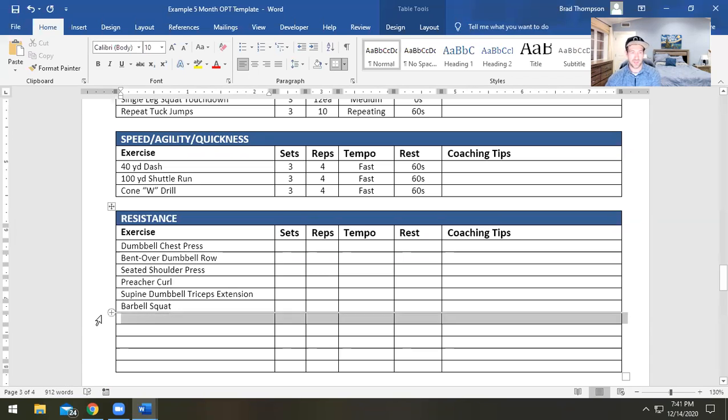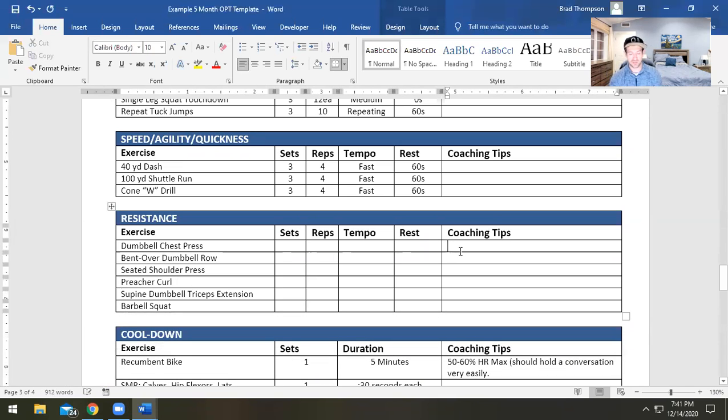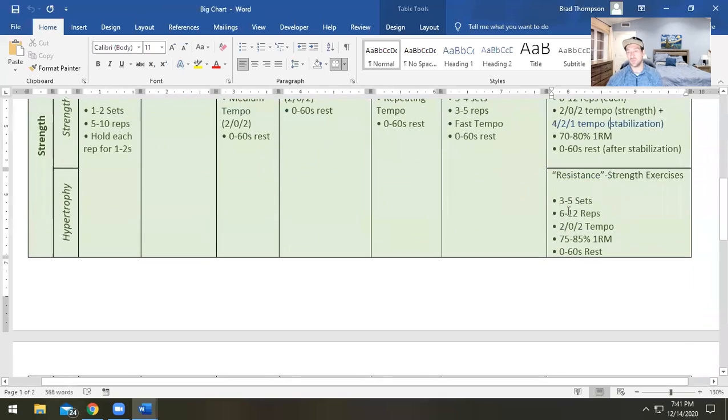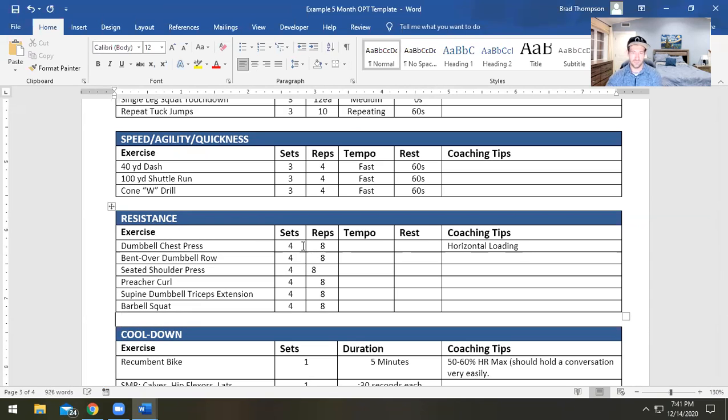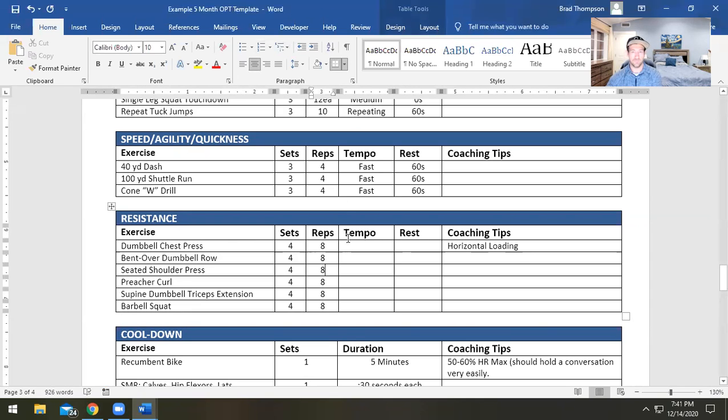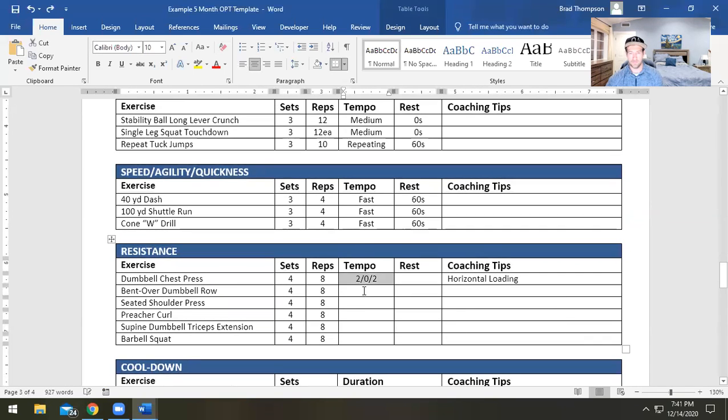Cool. Again, we're going to go back to horizontal loading. And now I'm in resistance. I need 3 to 5 sets of 6 to 12 reps. Let's drop it down. Let's do 4 sets, 8 reps of everything. Tempo 202. 60 seconds rest.